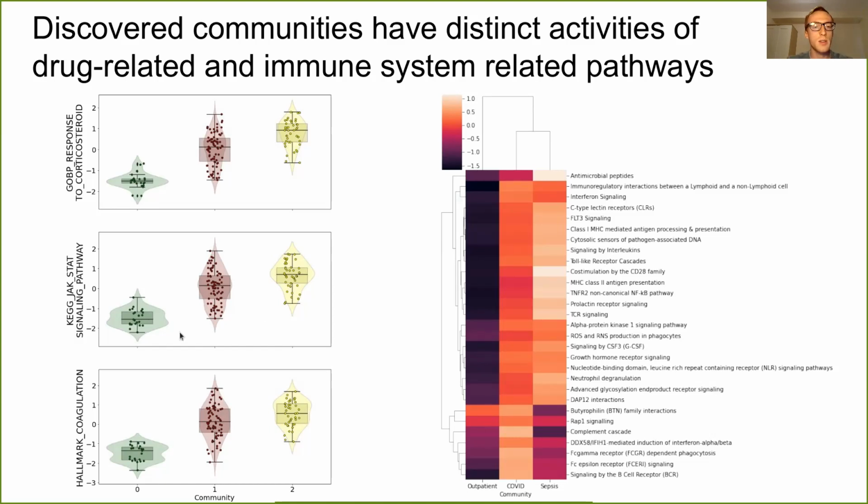So on the left, you see that the detected communities have distinct activities of drug-related pathways. This is response to corticosteroids. Then the middle one is JAK-STAT signaling pathway, and hallmark coagulation is at the bottom. And then on the right, we see that these patients also have distinct immune system related pathway activities, especially here in the coagulation related part at the bottom.